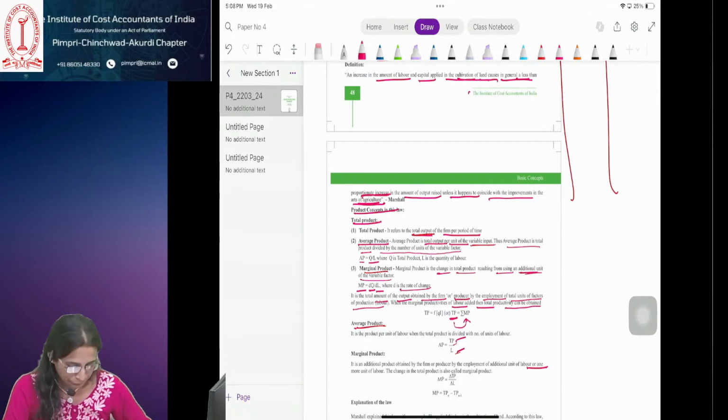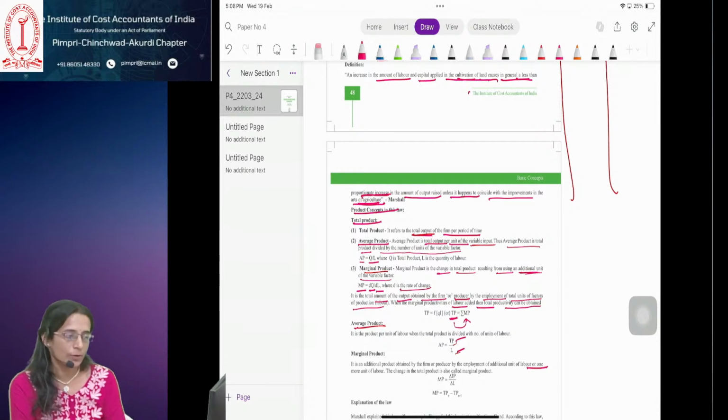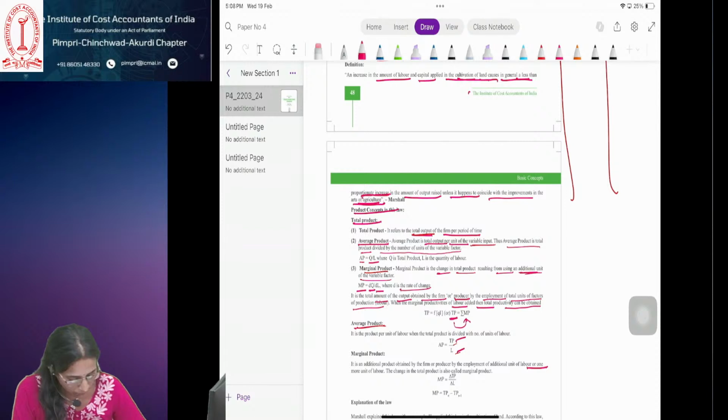Okay, total product. What is the total product? Total quantity of units produced by the organization, right? Next, what is it? Average product. What is average? Total product. What will be the total product? First tell me what is total product.